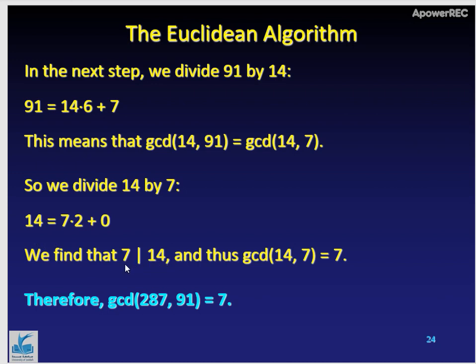because 14 is a multiple of 7, so 7 is the common factor, and that is the greatest common factor or divisor for 7 and 14.